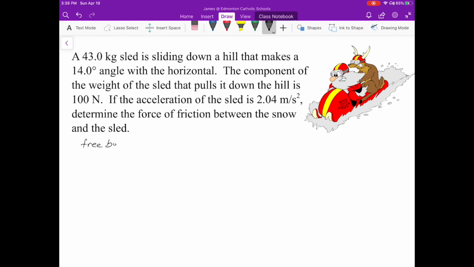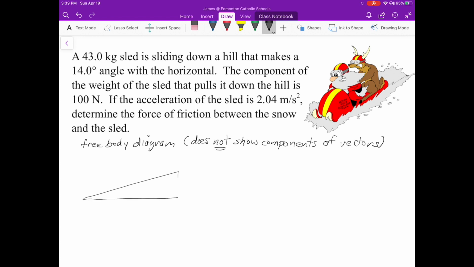Okay, so before I attack this problem, I just want to draw a proper free body diagram. A proper free body diagram does not show components of vectors. You'll see what I mean when I draw the diagram that we're actually going to use to solve the problem. But here we've got our incline, 14-degree angle, 14.0 degrees. And here's our sled.